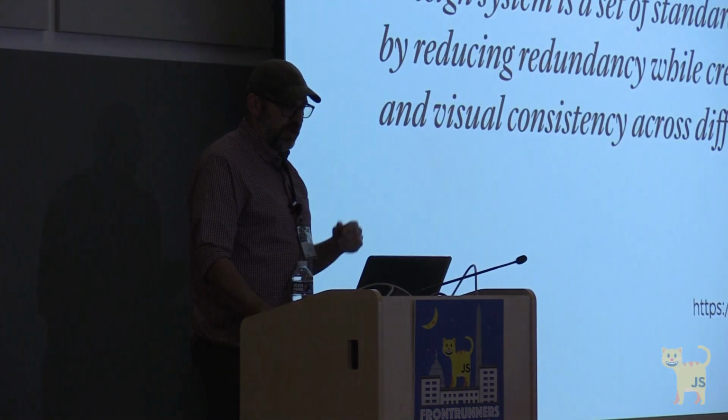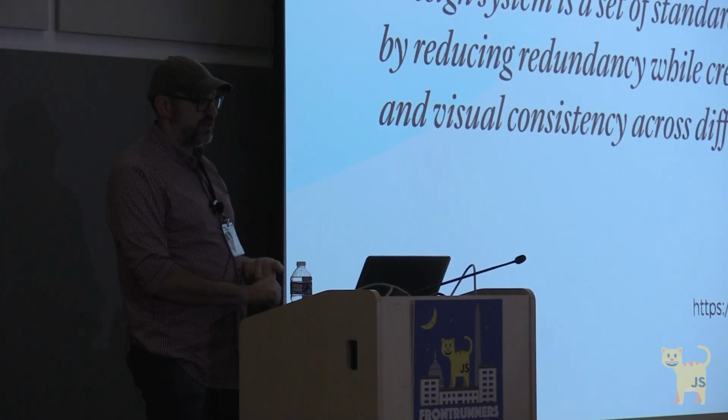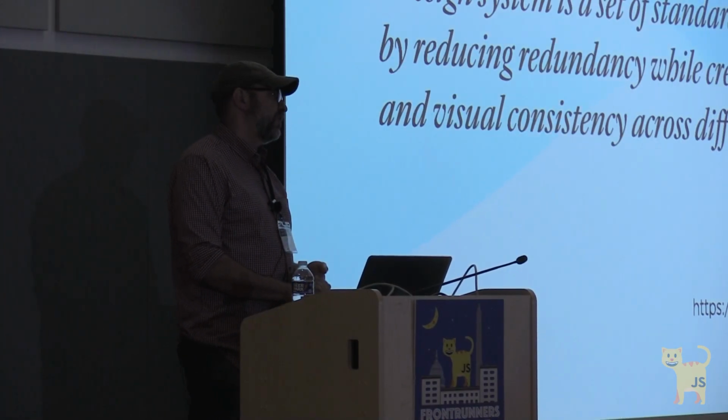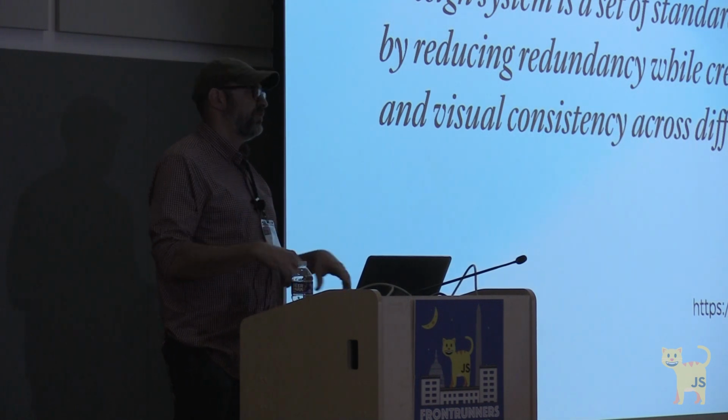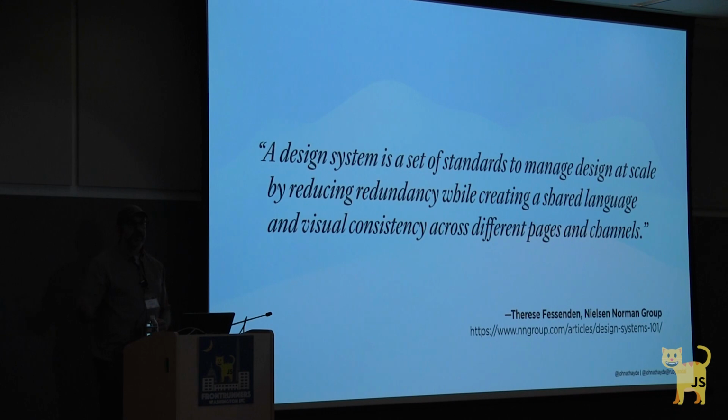So the formal definition, and this comes from the Nielsen-Norman Group, is that a design system is a set of standards to manage design at scale by reducing redundancy and creating a shared language and visual consistency across different pages and channels. So you think about it's not just a web app. Now we start talking about the brand marketing materials, the mobile app, the web application, emails, your support experience, all that stuff.